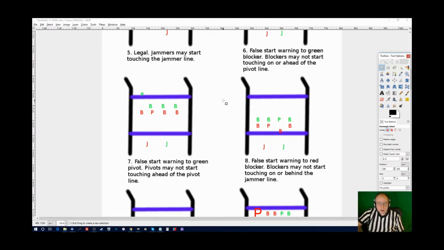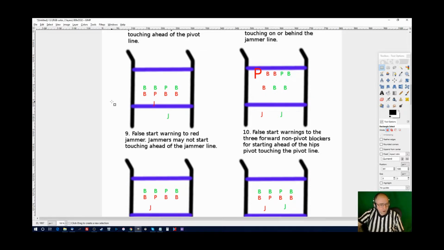Eight, false start warning to red blocker right here, because blockers may not start touching on or behind the jammer line. The jammer line belongs to the jammers. Blockers and pivots may not touch it. Nine, false start warning to red jammer. The line is fine. That red jammer can start on the line, but the red jammer is touching ahead of the line. Jammers may not start touching ahead of the jammer line.